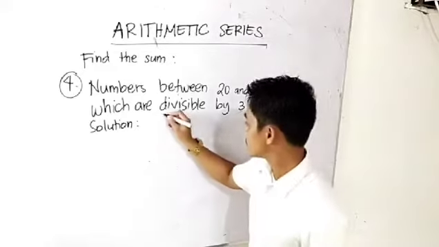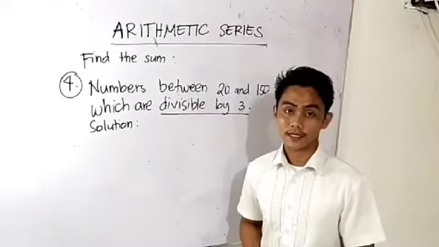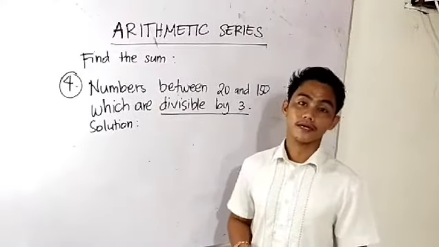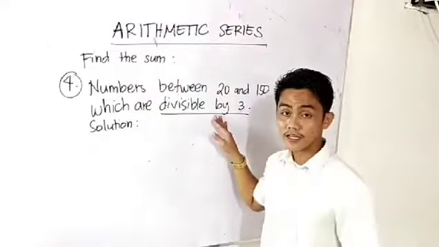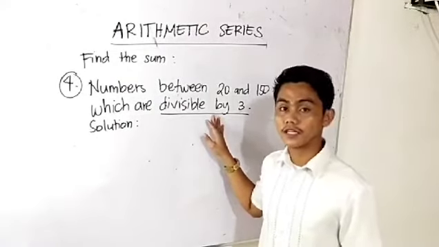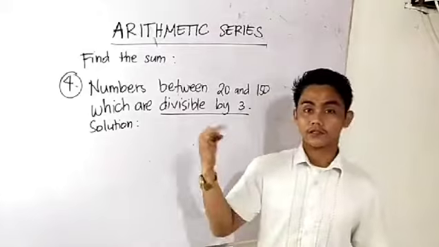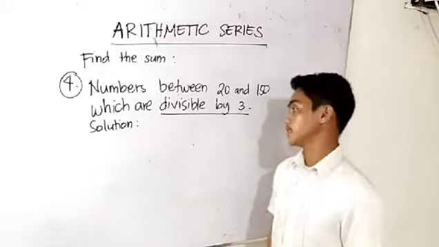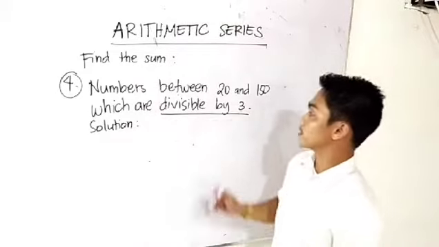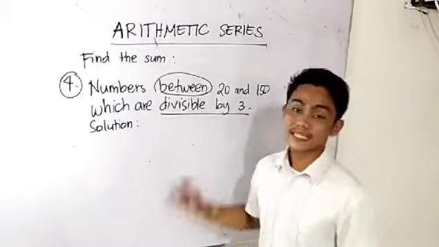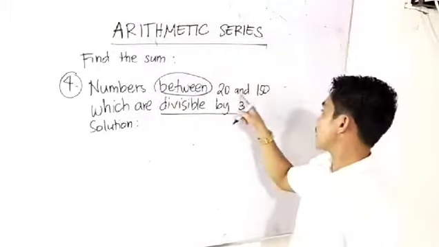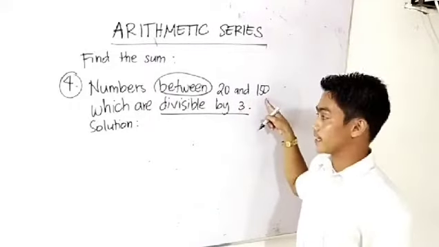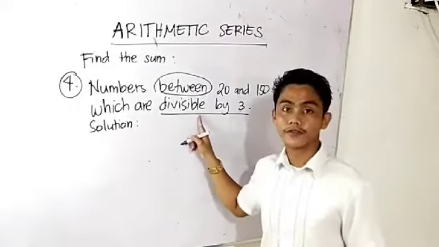It must be divisible by 3. So, what are numbers divisible by 3? Divisible by 3 is the same as multiples of 3. What are those? 3, 6, 9, 12, 15, 18, and so on, and so forth. So, between 20 and 150, which are divisible by 3.